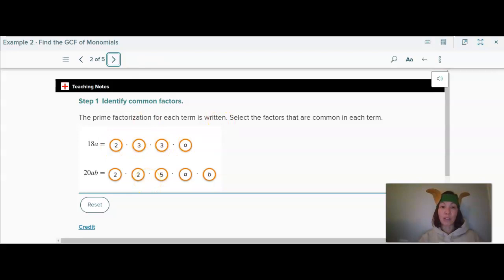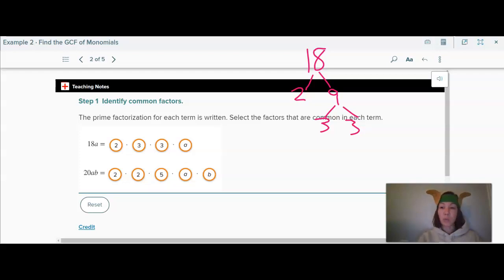One way to do the prime factorization, I don't know if you guys learned factor trees, but the factor tree of 18, we can multiply. 18 is the same as 2 times 9, and then 9 is the same as 3 times 3, and these are all prime numbers, so we can't go any further. So this would be the prime factorization of 18, 2 times 3 times 3, and then also times a.